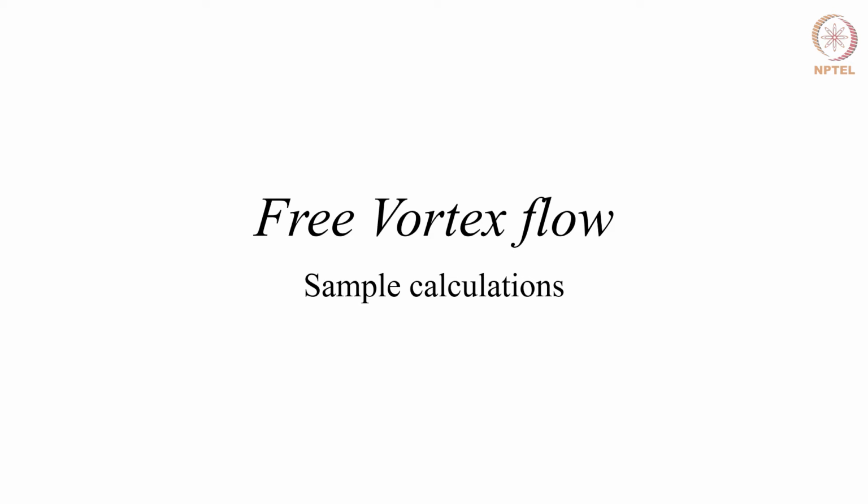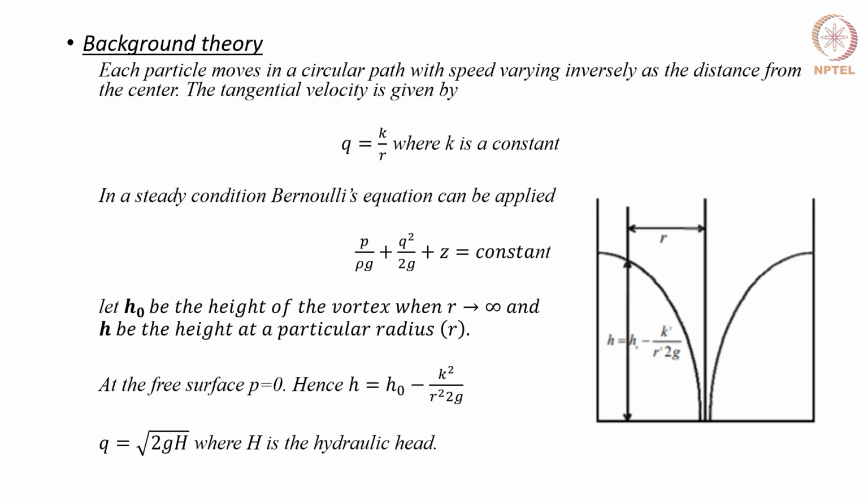Let's now discuss how to do the calculations using some sample values. As we have studied in the theoretical classes, in a free vortex, each particle moves in a circular path with the velocity inversely proportional to the radius from the center. So the tangential velocity can be expressed as q = k/r, where k is a constant.